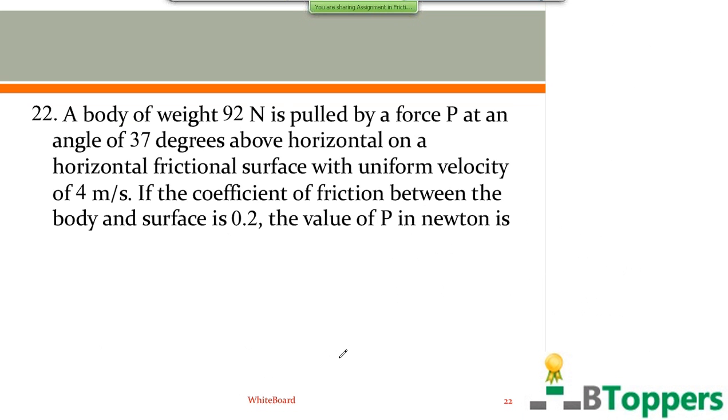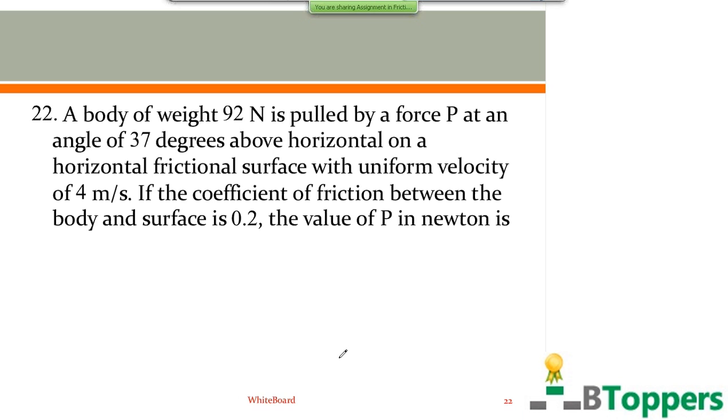Next, see question number 22. This question was given in one of the previous entrance examinations, same model. A body of weight 92 Newton is pulled by force P at an angle of 37 degrees above the horizontal, on a horizontal frictional surface, with uniform velocity of 4 meter per second. The coefficient of friction between the body and surface is 0.2. The value of P in Newton is?